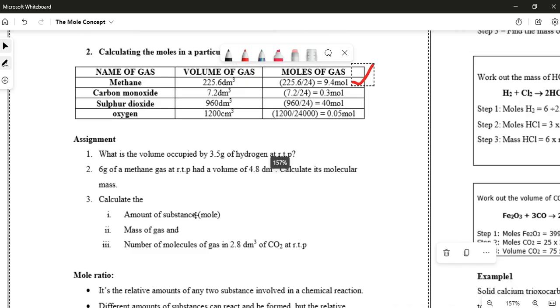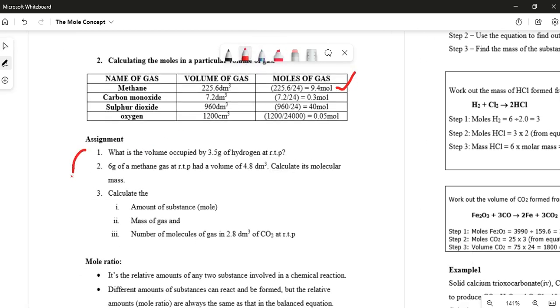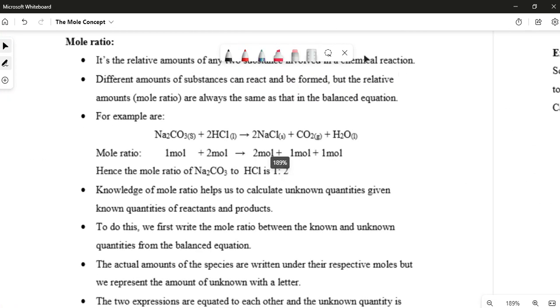Moving on to the assignment. The assignment is questions for you all to solve. So solve them, and then let me know in the comments below. I'll mark your answers. Moving on to mole ratio. Mole ratio is a very important topic.